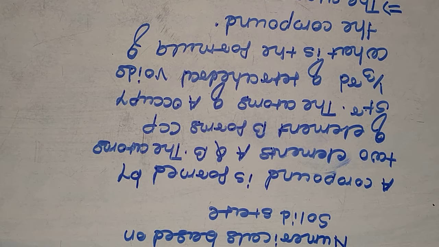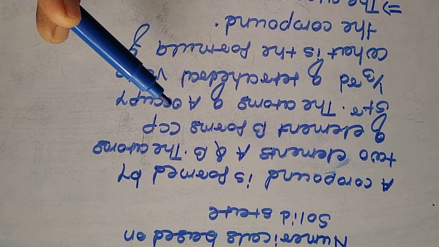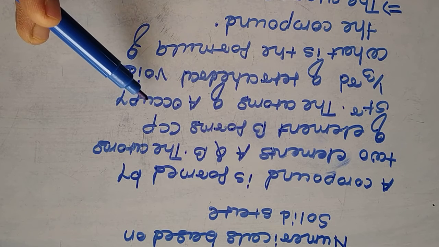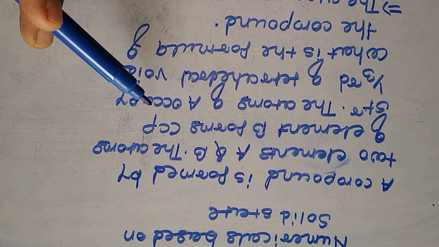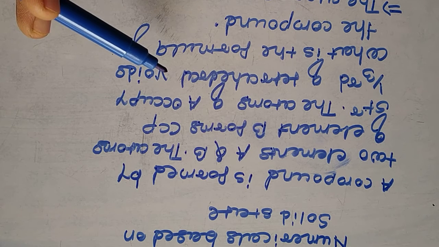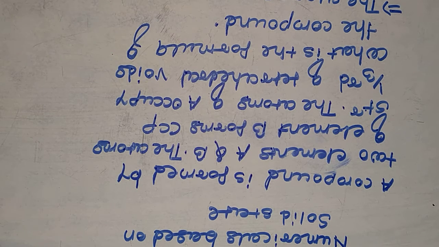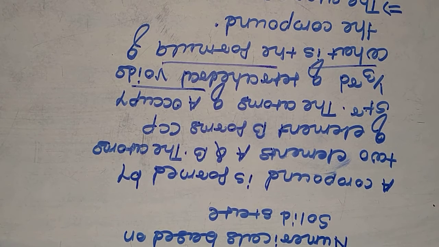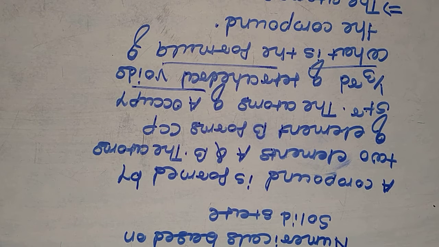What is the formula? You have been given a compound formed by two elements, A and B, and the atoms of element B form CCP. So B can form a CCP structure. The atoms of A occupy 1/3 of tetrahedral voids. B forms CCP, and among these, the atoms of A occupy 1/3 of tetrahedral voids. What is the formula of the compound?